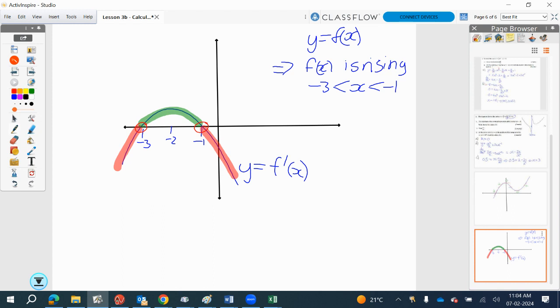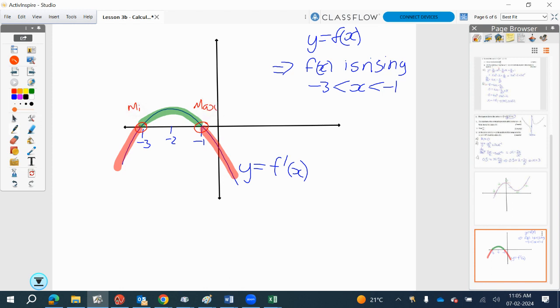Not 2, because that's the point of inflection. At 2, the derivative has its maximum. That's when it's increasing most rapidly, from -3 to -1. It's increasing, yeah, but where is the maximum? The maximum is at -1. Yes, this is a maximum.